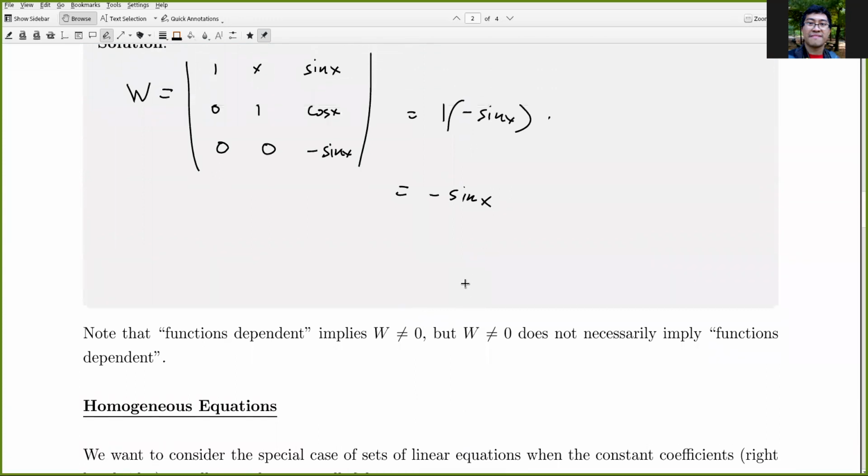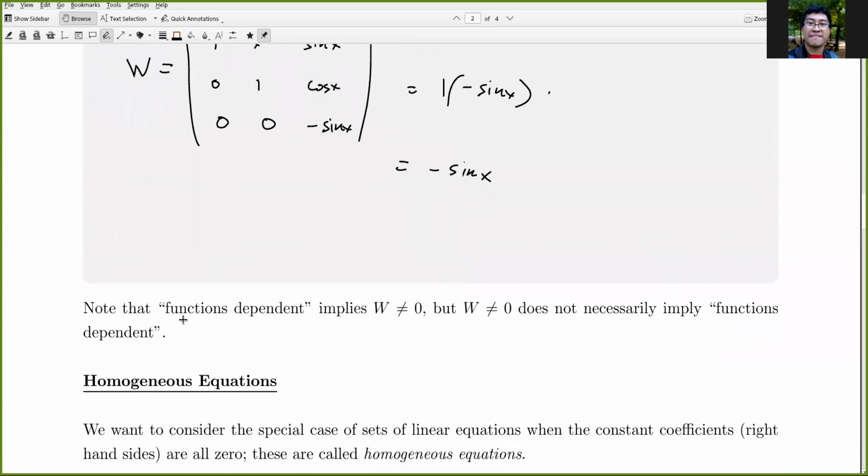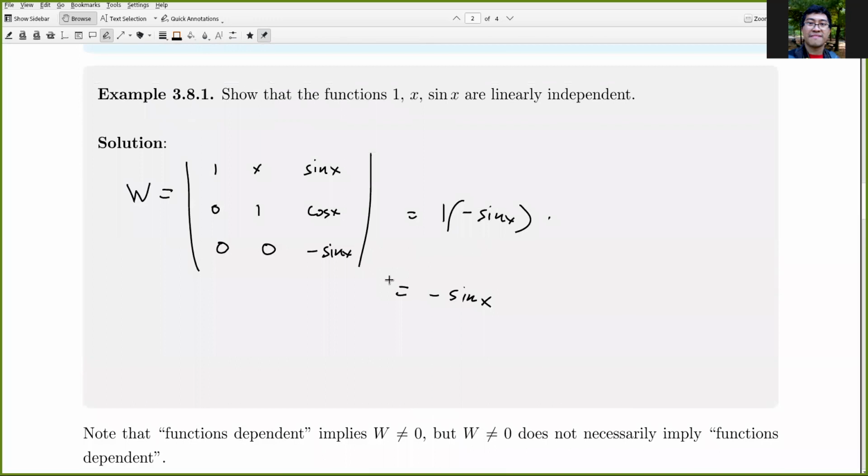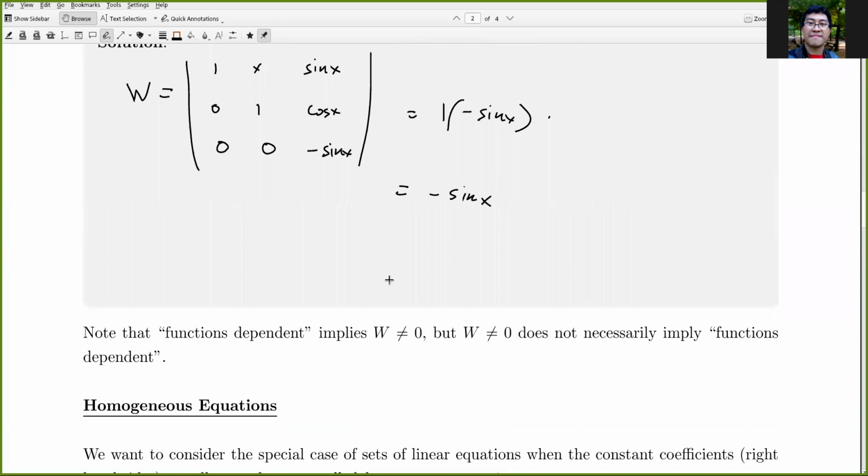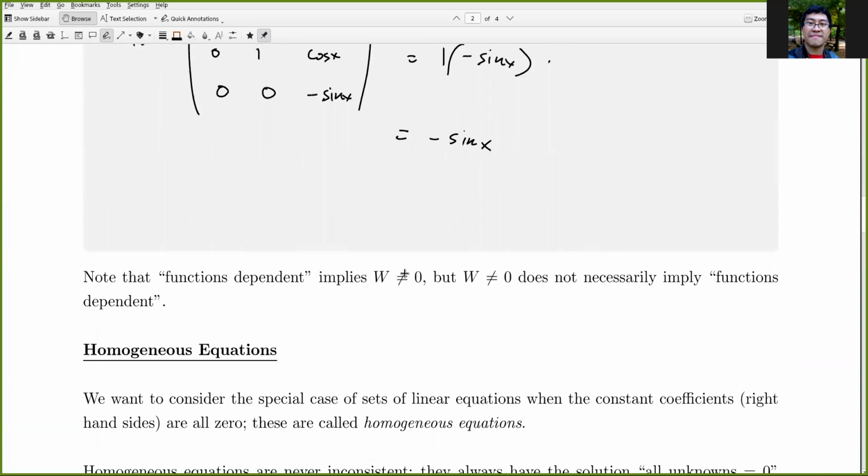For linear dependence, actually, this should be W equal to 0. So this is supposed to be W equals 0. And here, when functions are dependent, we will always get W equal to 0.